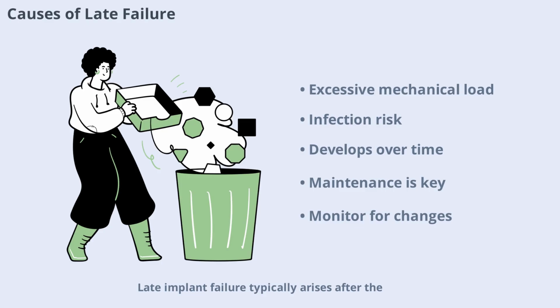Addressing these factors is essential for ensuring the long-term success of dental implants. Late implant failure typically arises after the implant has been restored and is in function. The most common causes are excessive mechanical load on the implant and infections such as peri-implant mucositis or peri-implantitis. These issues can develop over time, often due to changes in oral hygiene, bite forces, or the presence of chronic inflammation. Regular follow-up and maintenance are key to preventing late failures.